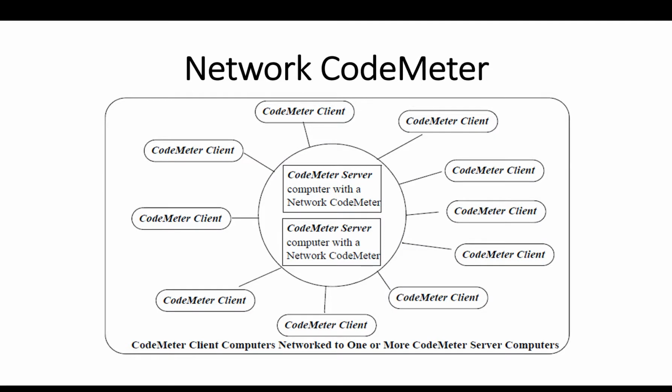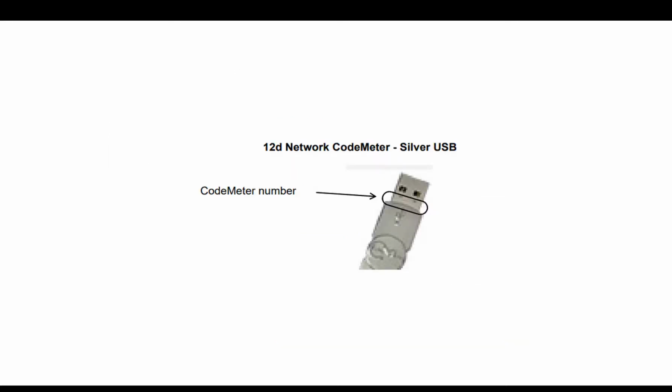If you are using a USB network CodeMeter dongle, the dongle will need to be attached to a server computer known as the CodeMeter server, which needs to be accessible by all 12D model workstations in your organization, known as CodeMeter clients. You need to take note of the CodeMeter number of the USB network CodeMeter, which can be found on the neck of the dongle.